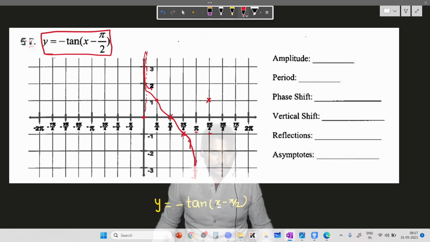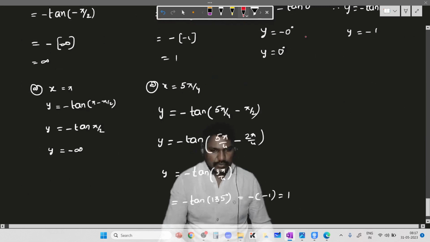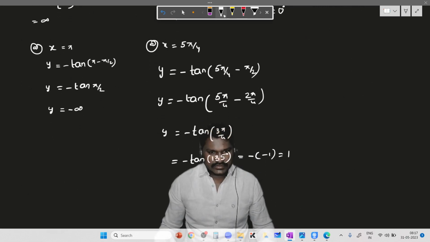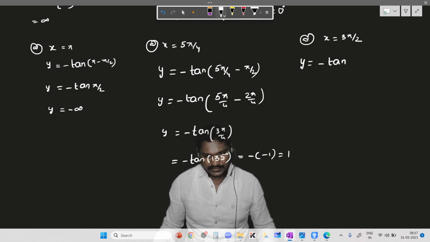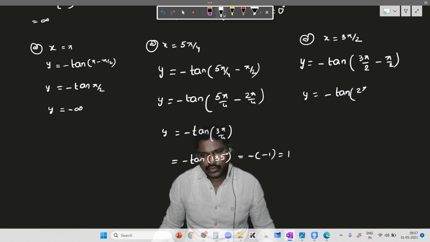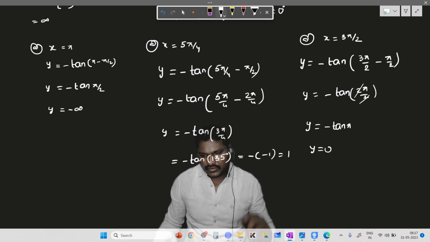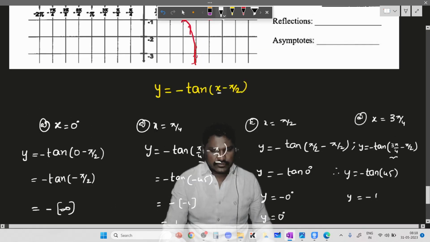So again it will become 3 pi by 2. So we'll just find the value of the function at 3 pi by 2. So y is equal to minus tan of 3 pi by 2 minus pi by 2. 3 pi by 2 minus pi by 2 is 2 pi by 2, so the 2 and 2 get cancelled. Therefore y is equal to minus tan pi. And the value of tan pi is 0 because tan 0 is 0, and tan pi is also 0. So y is equal to 0.